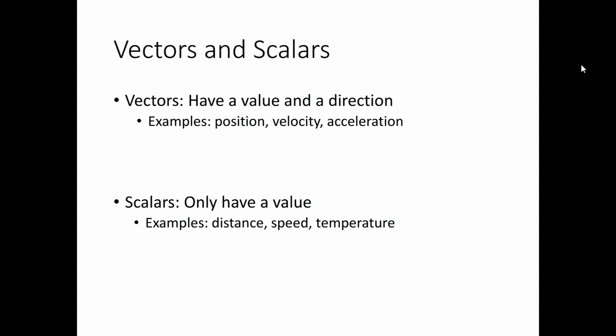And then, scalars only have a value. So some things like velocity and speed are related, where velocity is the vector version and speed is the scalar version. But then there are some scalars like temperature that are only ever scalars. You don't say, I have 10 degrees Fahrenheit to the right, or 10 degrees Fahrenheit up. You just say the temperature of whatever object you're measuring.